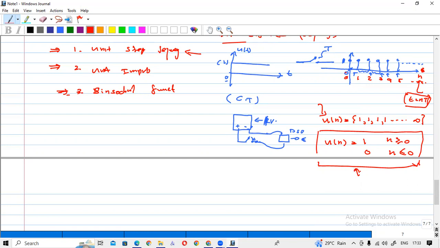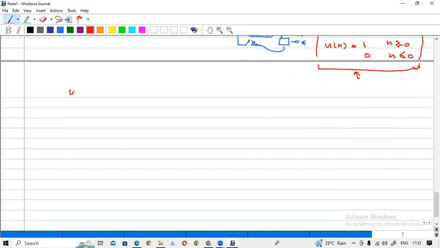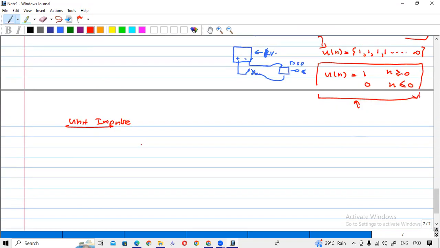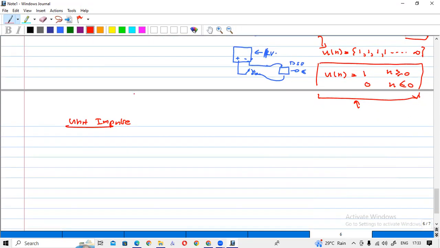Now let's take the unit impulse. What is a unit impulse actually? A unit impulse means one sample. This is one sample. Actually, impulses are not practical. This is not practical.